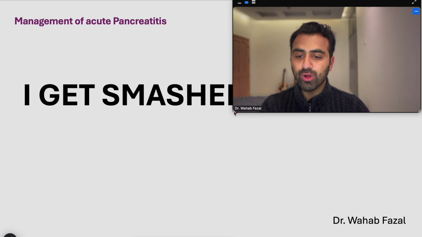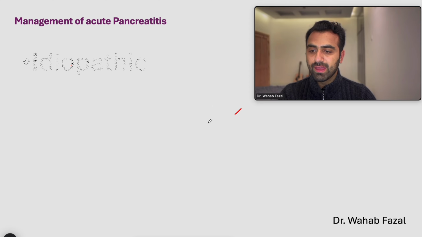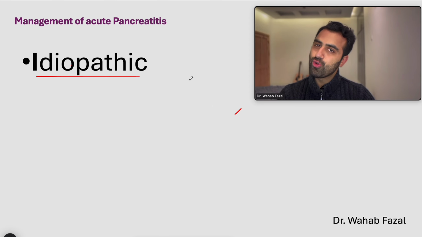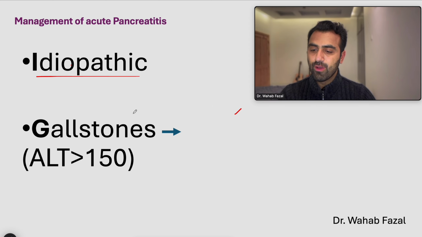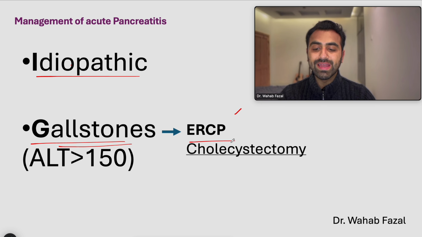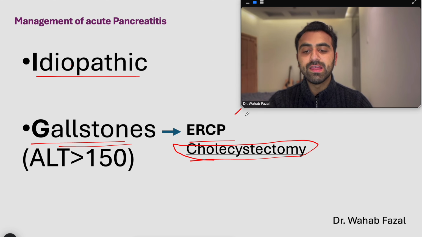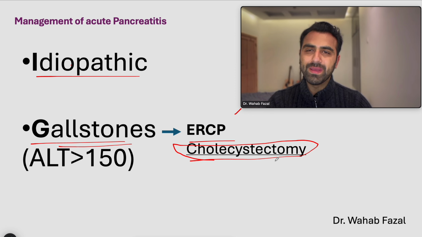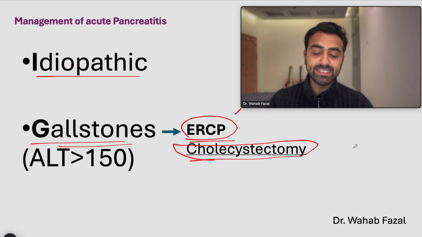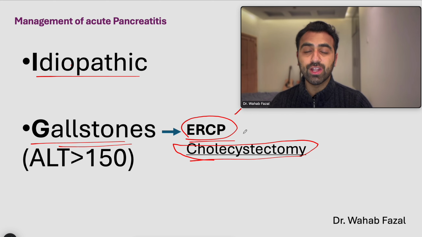I talked about all of these causes. So if you look at these, for idiopathic, we actually don't know why it happened. For gallstones, this is biliary pancreatitis. What can you do? For most patients who get an ultrasound of the abdomen and are found to have gallstones, you might get a cholecystectomy. If the gallstone is stuck in the CBD, you might want to get an ERCP, which is endoscopic retrograde cholangiopancreatography.